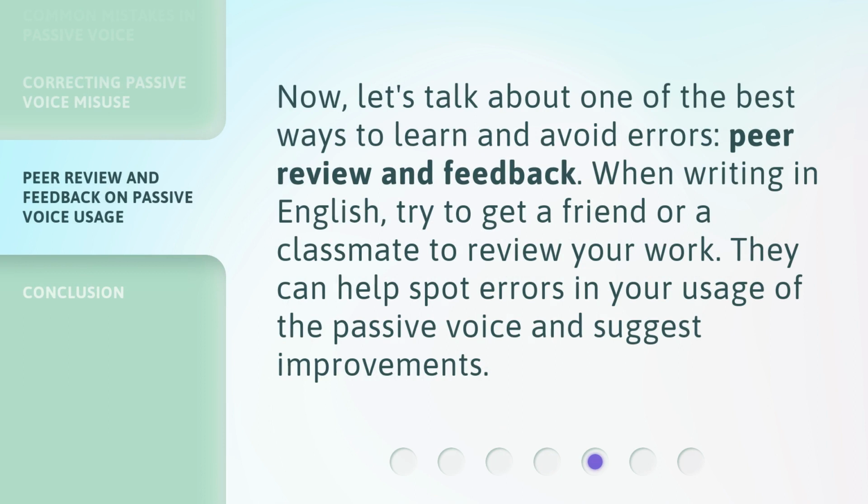Now, let's talk about one of the best ways to learn and avoid errors: peer review and feedback. When writing in English, try to get a friend or a classmate to review your work. They can help spot errors in your usage of the passive voice and suggest improvements.